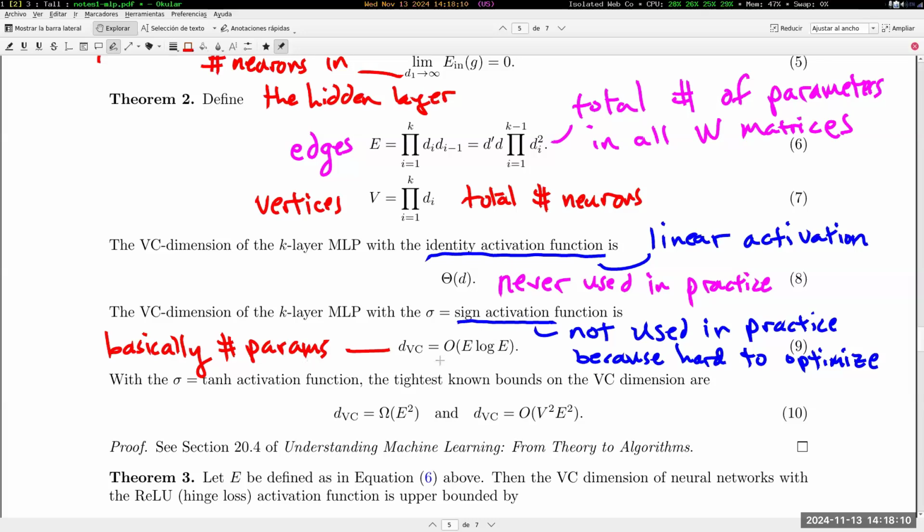Often when people talk about the complexity of multi-layer perceptrons or neural networks in general, they talk about the number of parameters in that hypothesis class. And the motivation for that is because if you use this sign activation function, then the VC dimension is essentially the number of parameters. In practice, though, again, nobody uses the sign activation function and nobody uses the identity activation function.